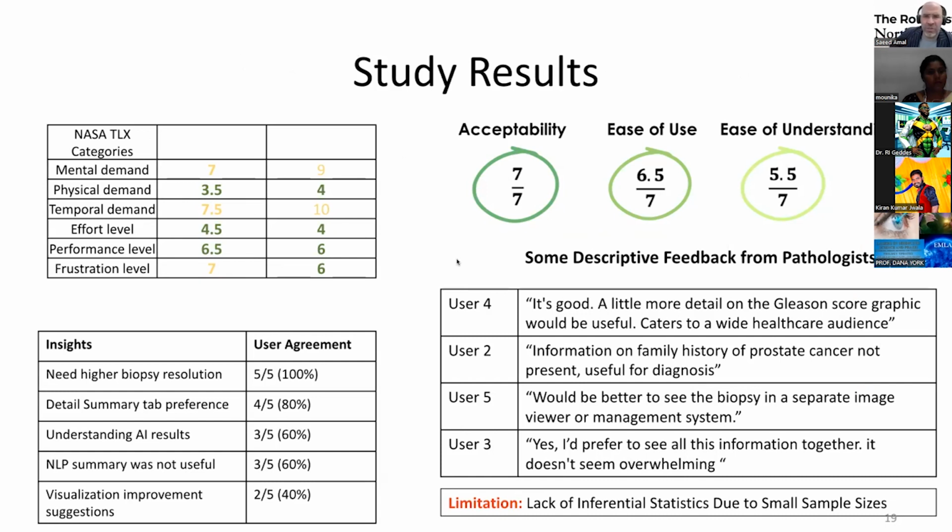Okay, so these are the results of the study. In terms of acceptability, we had 7 out of 7, which is relatively high, meaning the pathologists accept working with the AI tools and would like to work with AI as part of the clinical team, AI in the loop. Then the ease of use was 6.5 over 7, and the ease of understanding was 5.5 over 7.